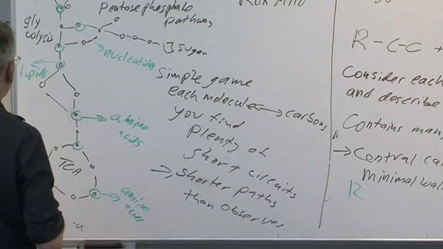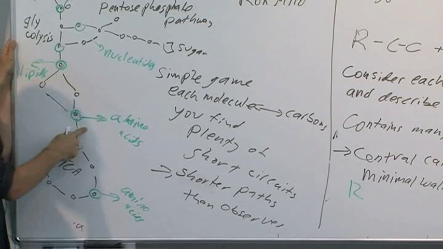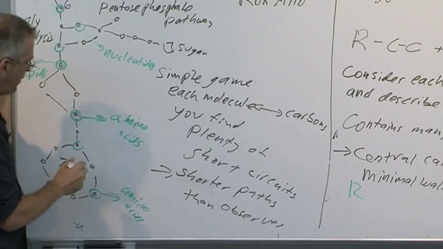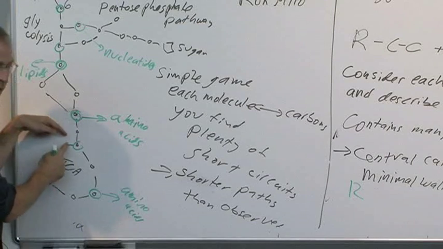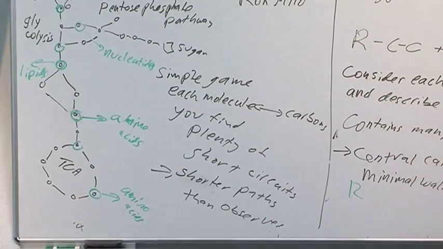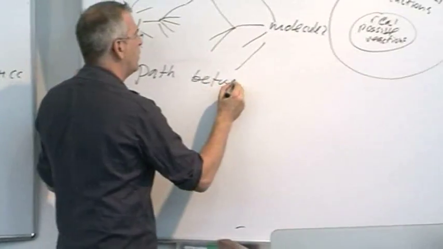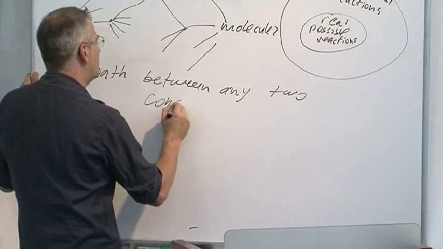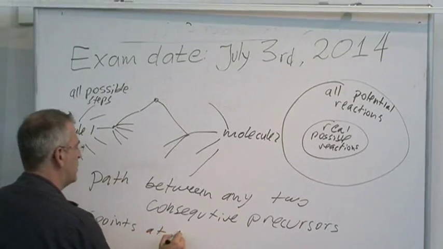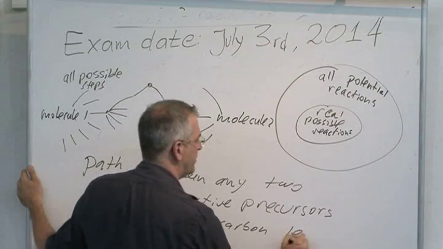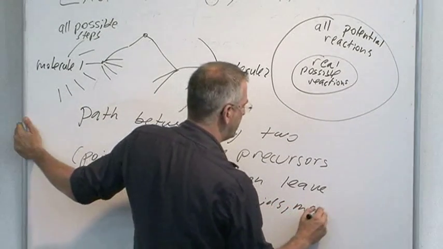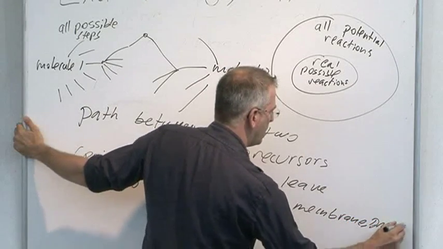And what they found was that if you take two consecutive precursors, the path between the two is the minimal. So the path between any two consecutive precursors, like this one here, 1, 2, 3, 4, 5, is the minimal. All right? One moment. The path between any two consecutive precursors, which are points at which carbon leaves to make amino acids, membrane, etc., DNA, etc., is minimal.